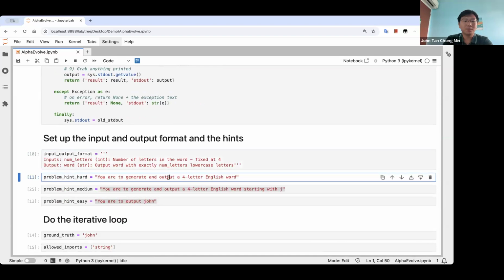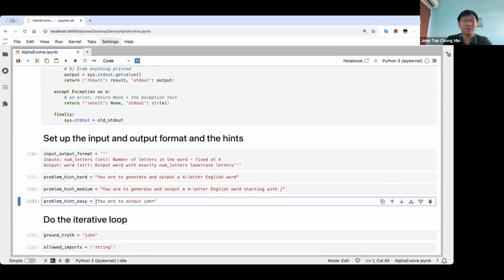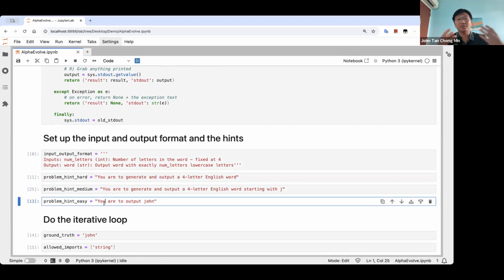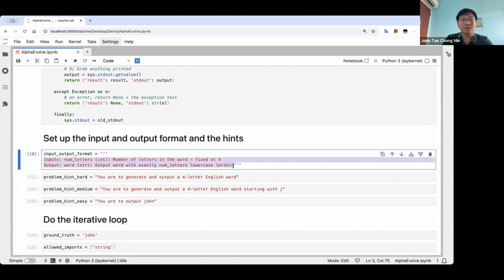So I output some hints, like the hints I mentioned earlier. The easy one is the answer itself. I provide your output, John. Medium, I ask it to output a word starting with J. Hard, I ask it to output a four-letter word without giving any hints at all. So the input-output format is quite important. You need to tell the LLMs what kind of inputs to take in for this code and what kind of outputs to output.